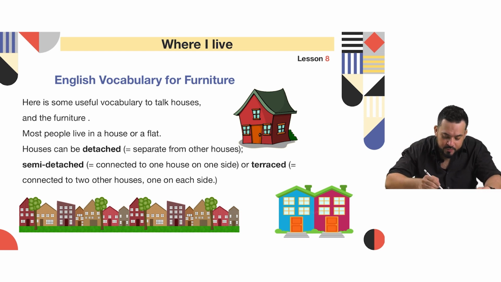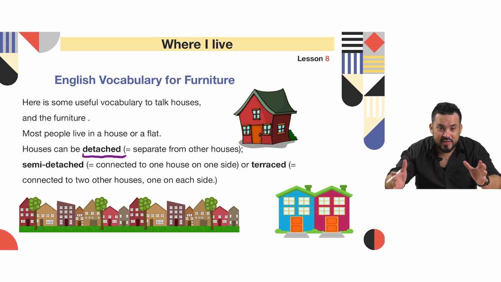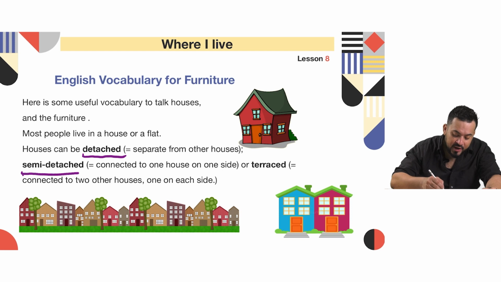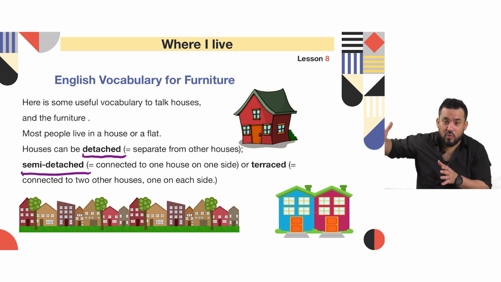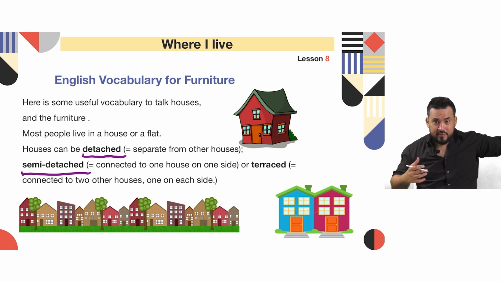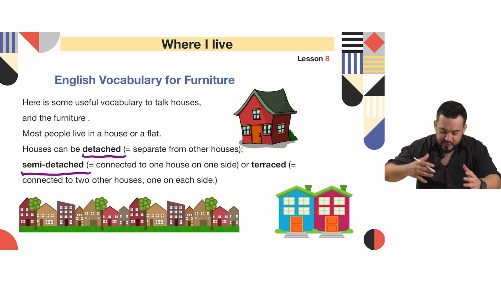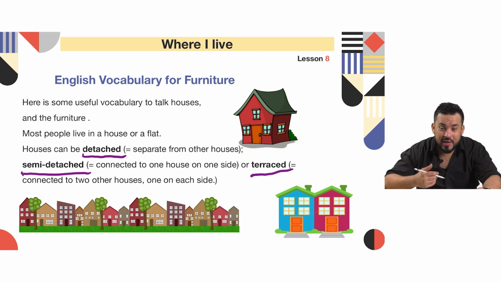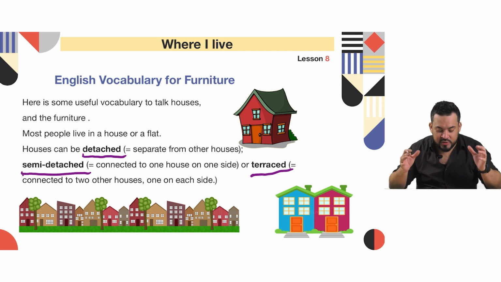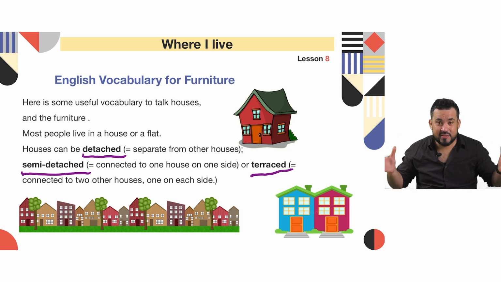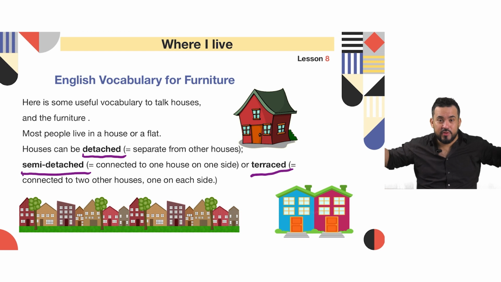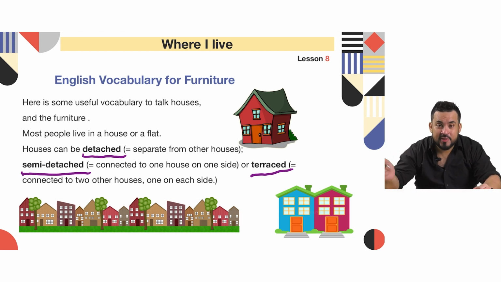The first type is called a detached house. A detached house means it's separate from other houses. And then we have a semi-detached house. It means it's connected on one side to one house, and it's not connected on the other side. Or you have the terraced house. A terraced house means a house that is connected to two houses, one on each side. Okay, so you have a house in the middle, and then you have two other houses connected to it on either side. That is called a terraced house.